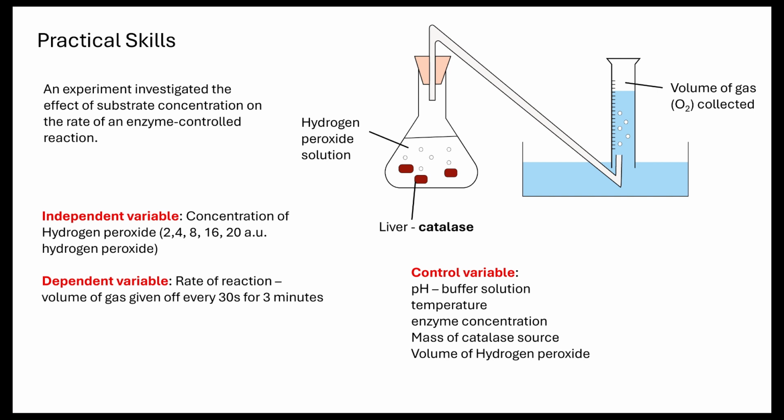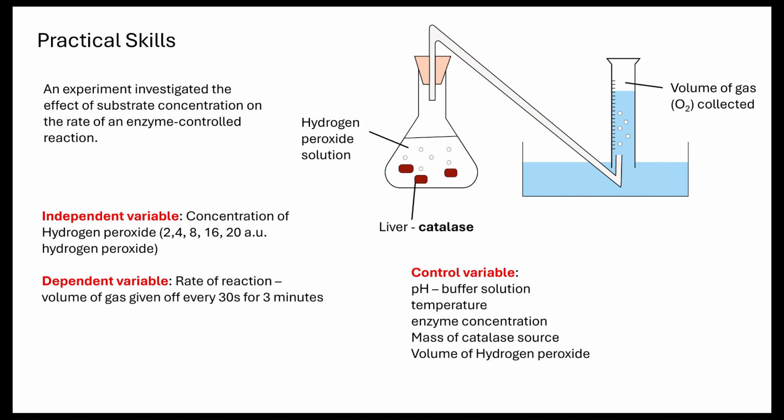So for example, if you're looking at liver, you want to control the mass of the liver, but you won't be able to control the surface area of the liver. Whereas if you're looking at a potato, for example, you can control the surface area, and therefore that might be a better source of the catalase for this rate of reaction.